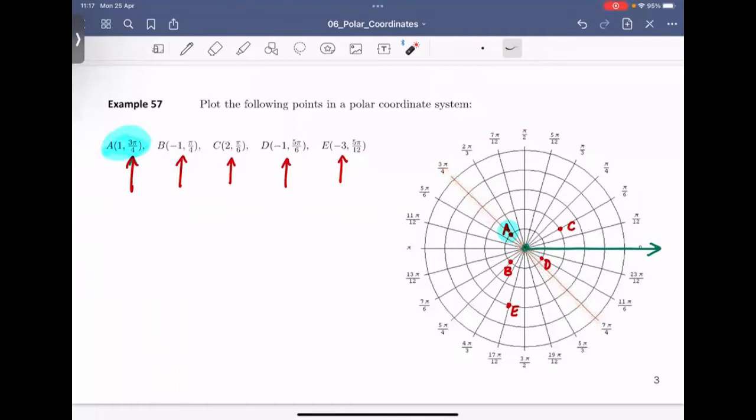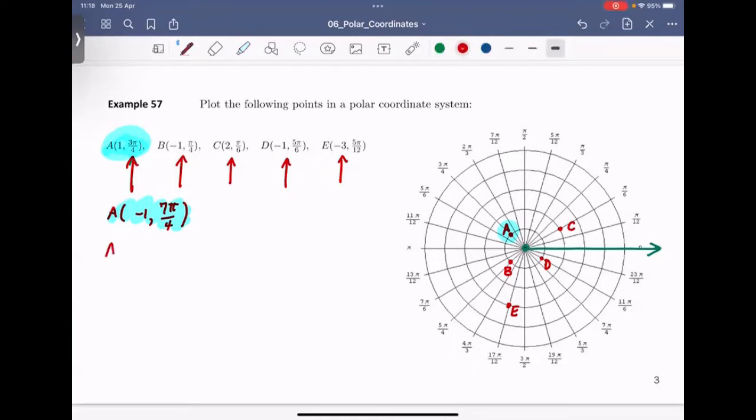Which means you can say A is 7 pi over 4 and -1. They are the same point, right? So there is more than one way to represent it. You can say 1, 3 pi over 4, and it's going to give you A in the picture. -1, 7 pi over 4 is going to give you the same point.